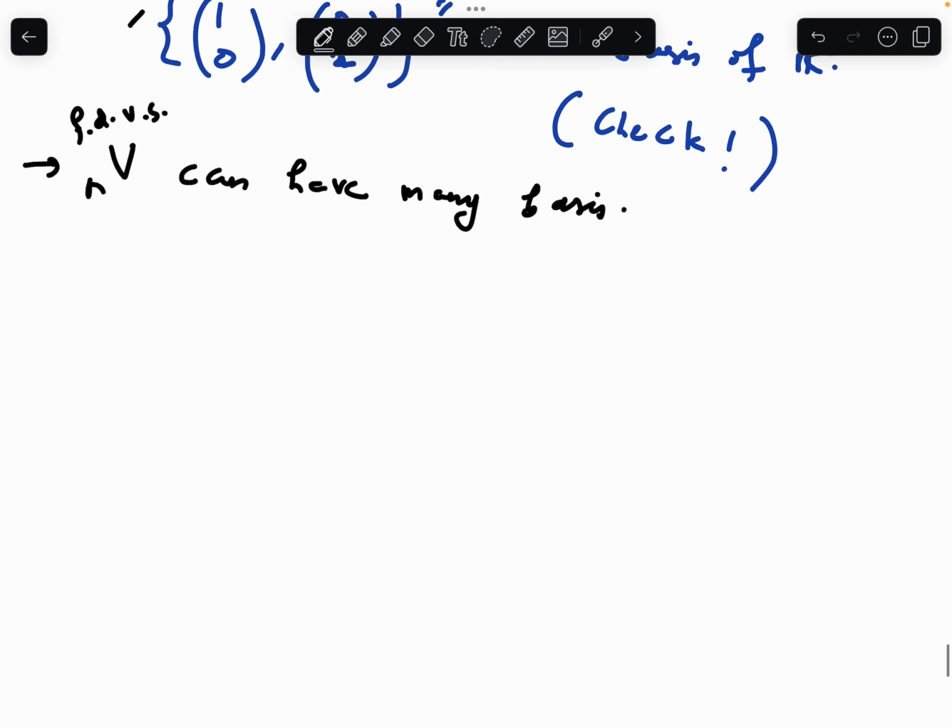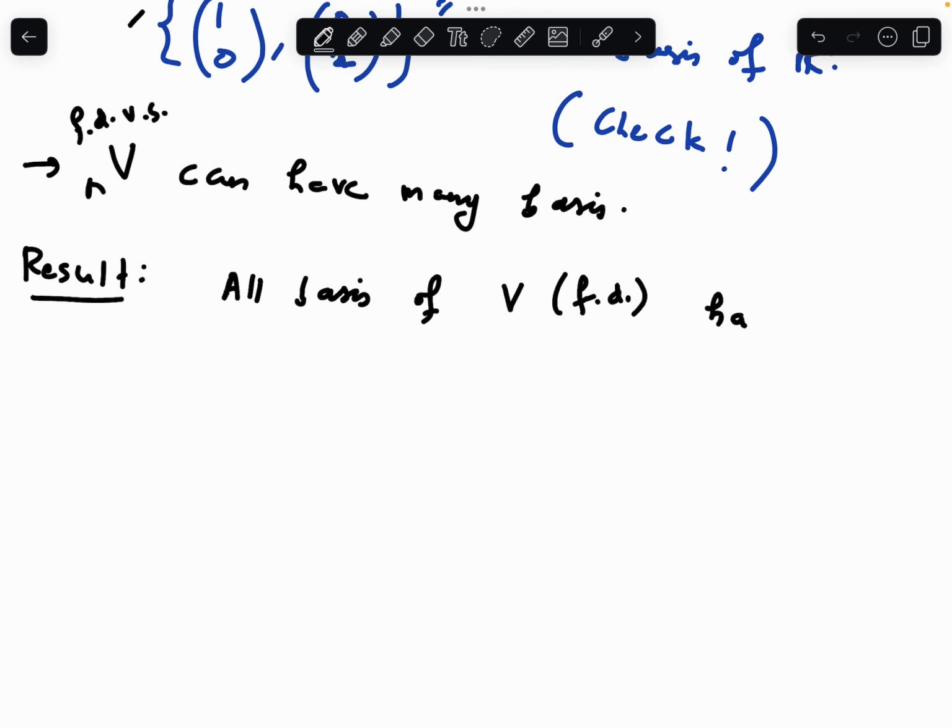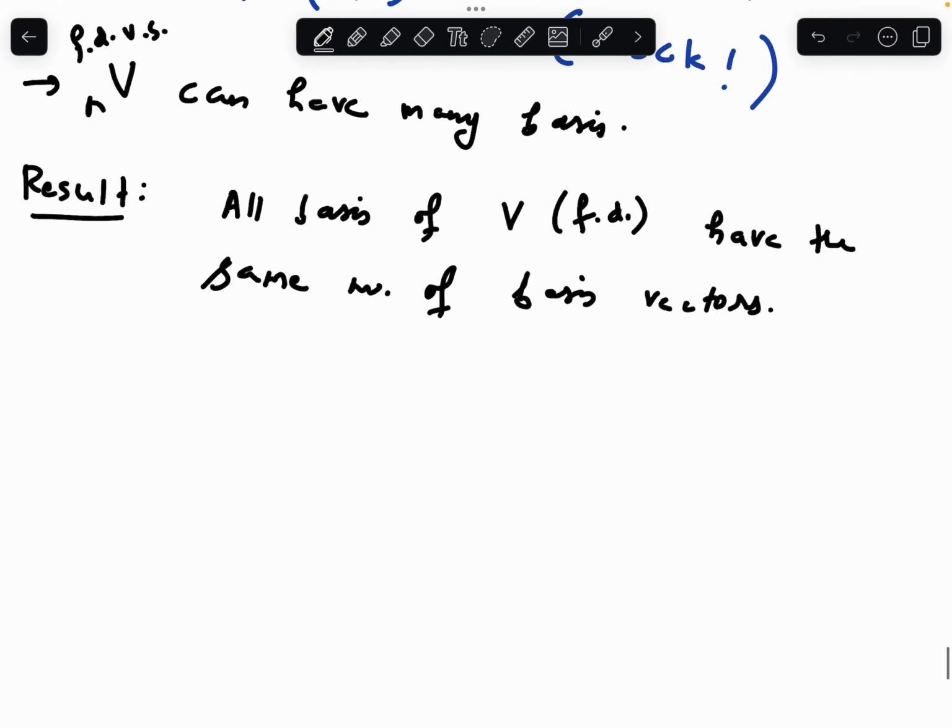But there is a result which says all bases of V, finite dimensional, right? This is a finite dimensional vector space. All bases of V have the same number of basis vectors. Right? What is the meaning of this?